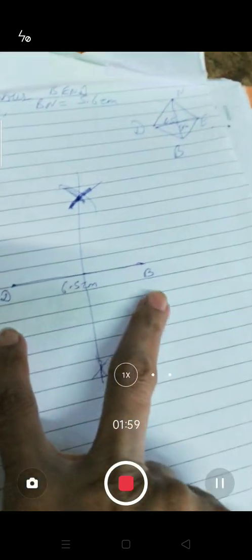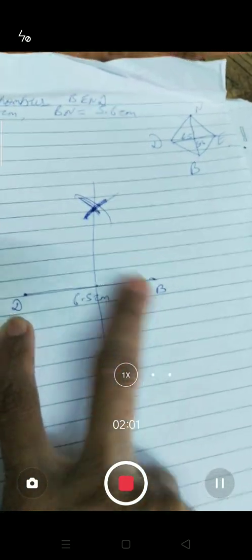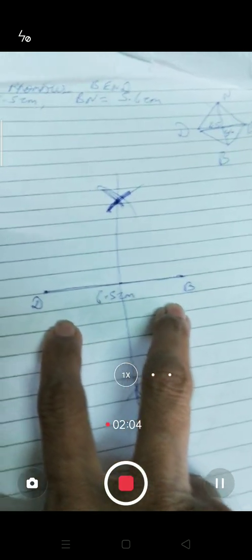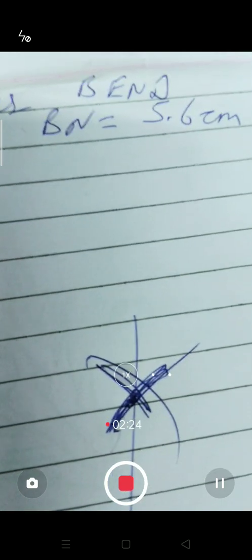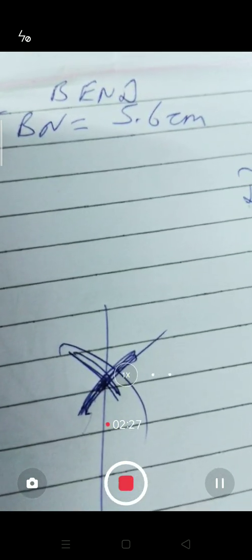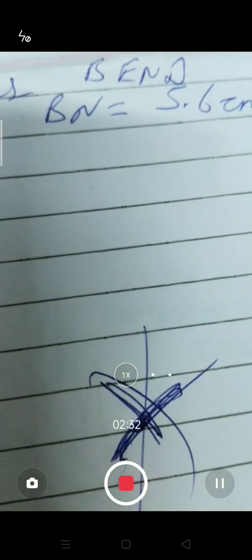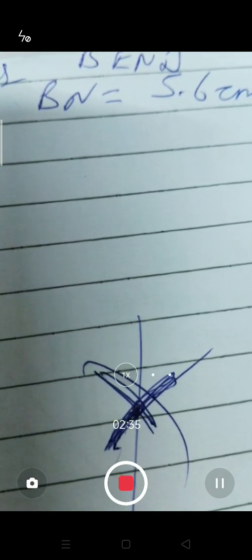So this way, what did you find? You found the exact center. You bisected DB exactly into two halves. Clear? Now you got this line. This line is nothing but your diagonal. Which diagonal is it? NB. But NB is given how much, kids? See in the figure. NB is given 5.6. So you will take exactly half of 5.6. That is how much? 2.8.